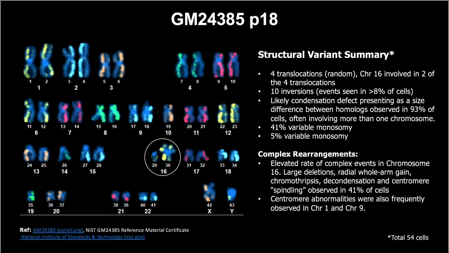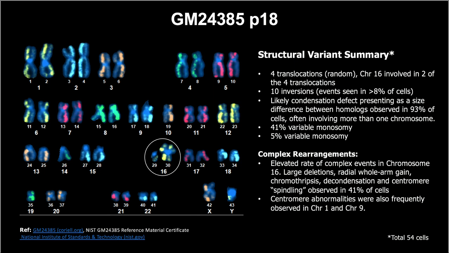By passage 18, we are seeing a much different picture. Some of the same structural events were present as a theme, but there was a drastic increase in the rates of complex structural variants and aneuploidy present in the cell line. Pictured here and circled in white is a triradial chromosome 16 with a partially truncated chromosome 16 fragment. We also saw centromere spindling across several chromosomes, including chromosome 16. Centromere spindling is also tied to defects in chromosome condensation.